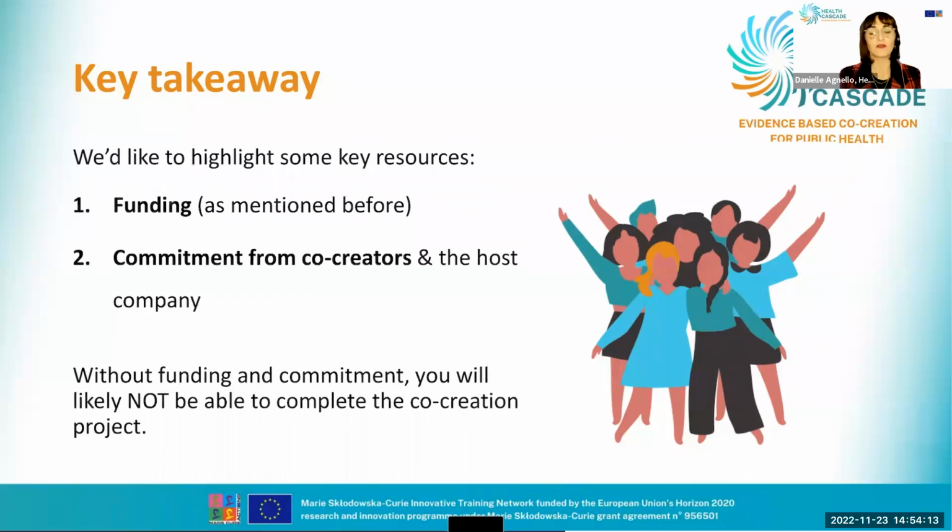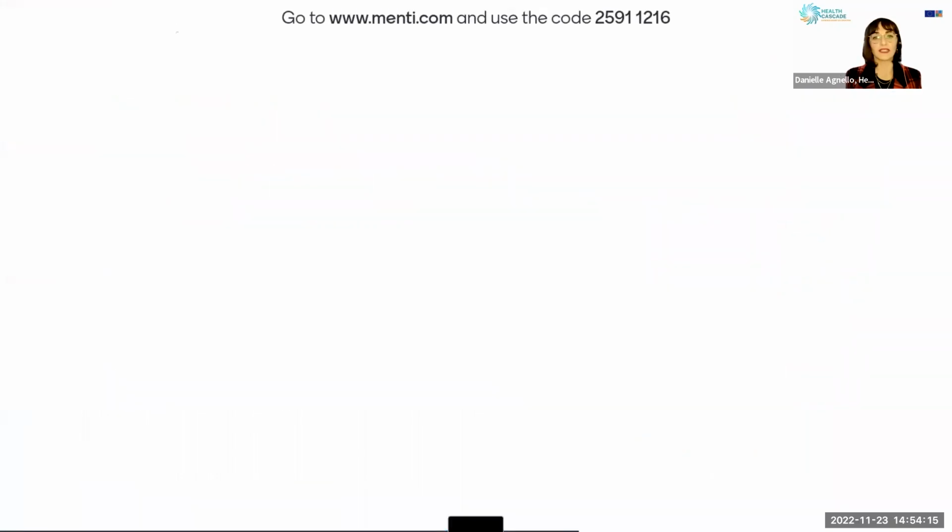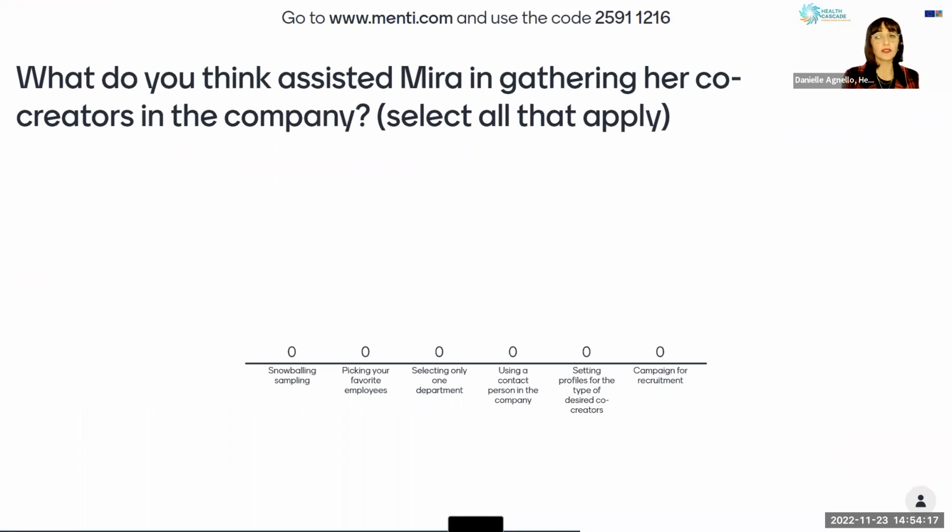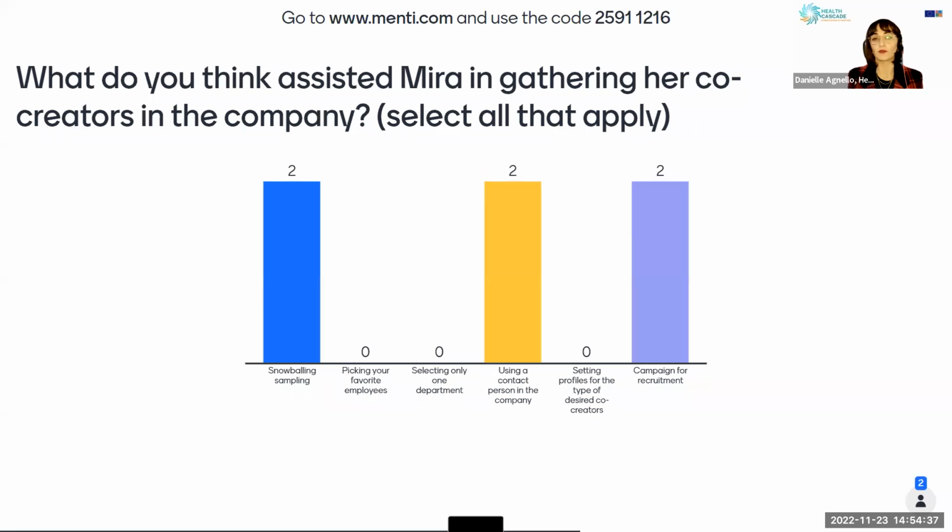Fantastic. Okay, so we're gonna move on to our next question in the planning stage. So this is another multiple choice question. You're going to be selecting all that you think apply. And the question is really around that kind of sampling and recruitment process of co-creators. So it says, what do you think assisted Mira, because she was the first person to kind of start this project, in gathering her fellow co-creators within that company she's working in?